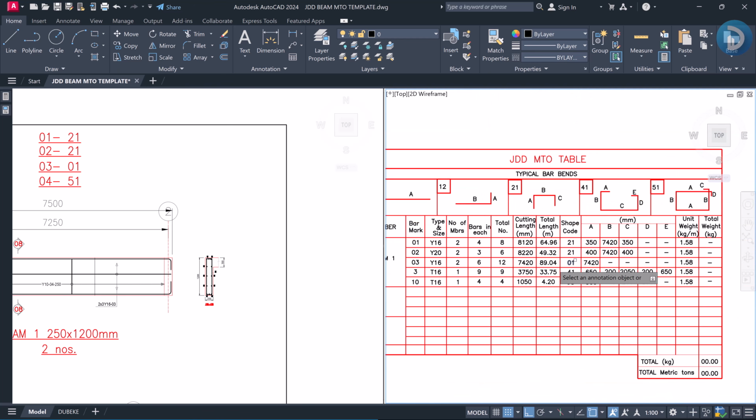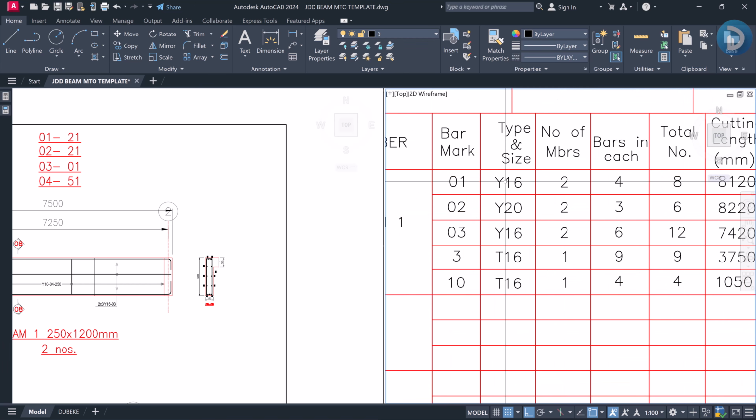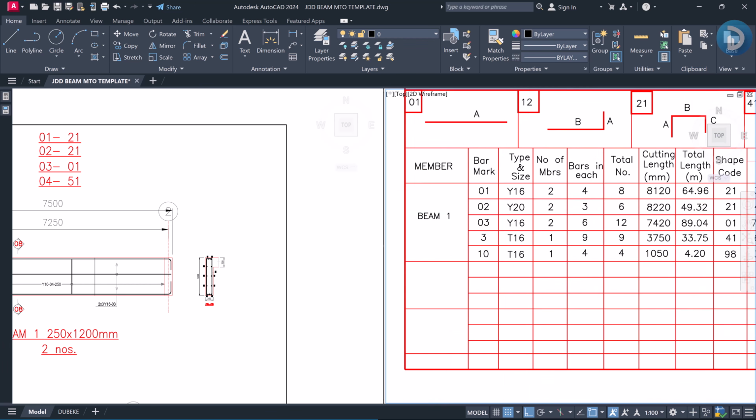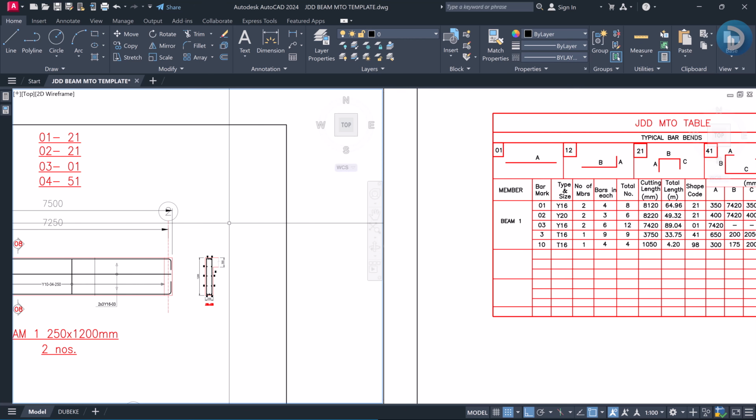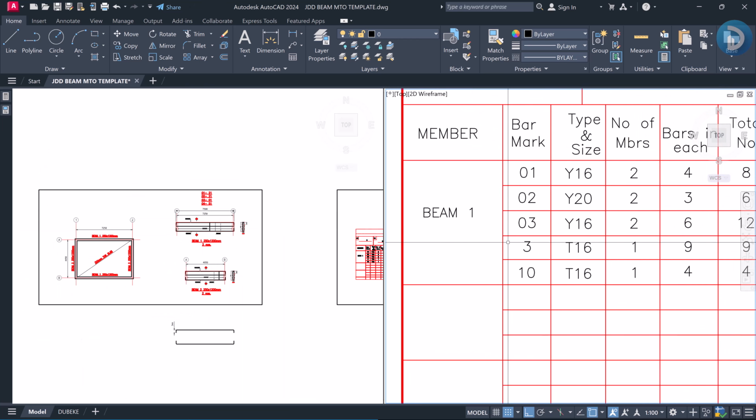Okay, so the last reinforcement required is our links. Beam 1, the last reinforcement that we have to estimate the properties for is our bar mark 04.